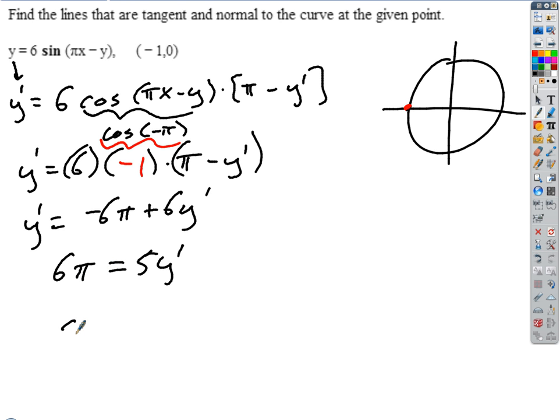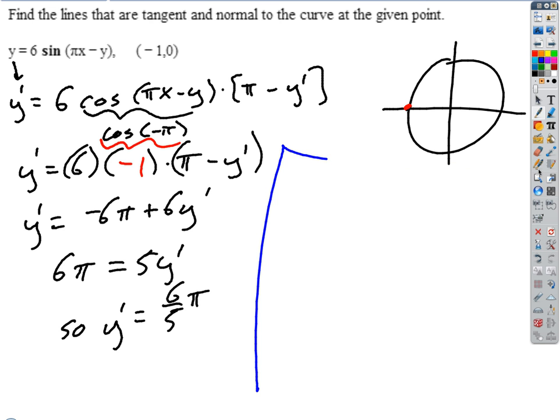So what's y prime? Wait, why is it 5y prime? Because I subtracted the y prime over here where they're positive, and then put the other stuff that way. Gotcha. So it'd be 6 pi over 5. Yeah, good. So we get 6/5 pi. That's your slope. So there's the slope of the tangent line. Plug it in, that's m tan.